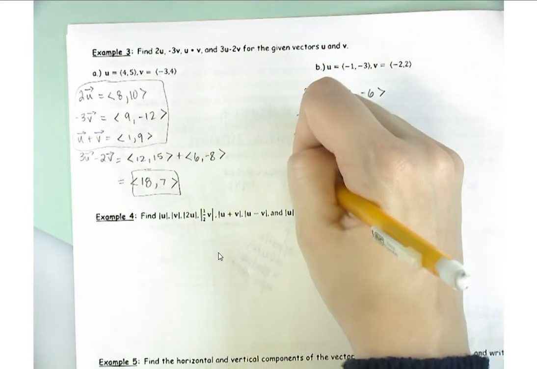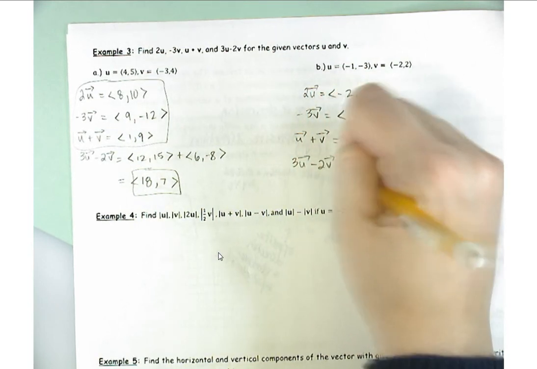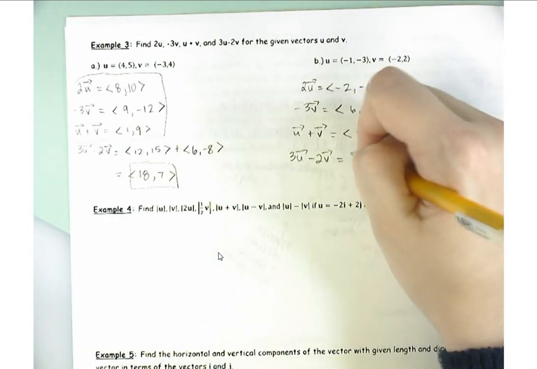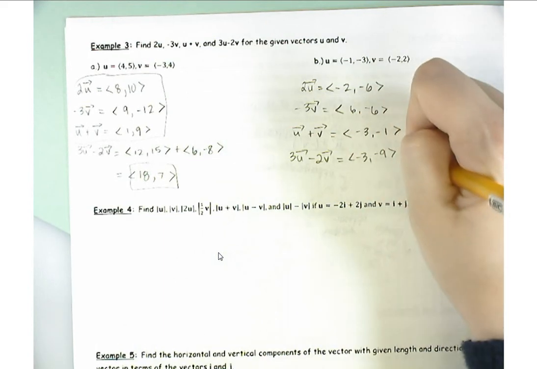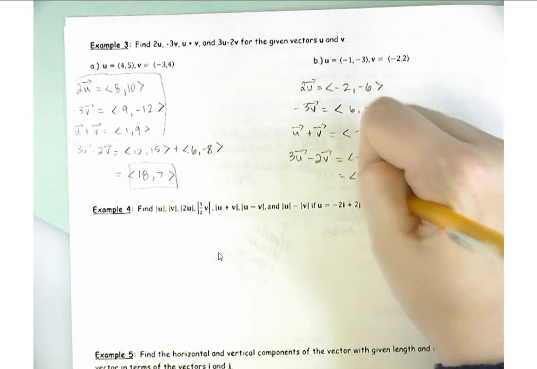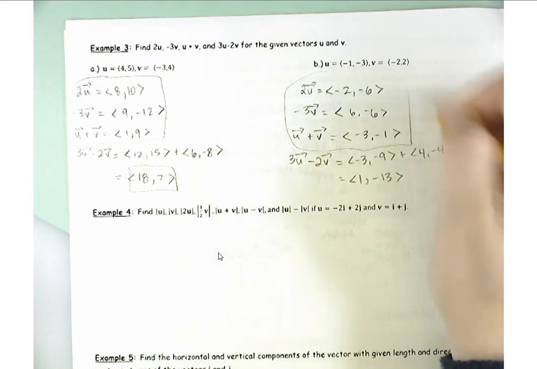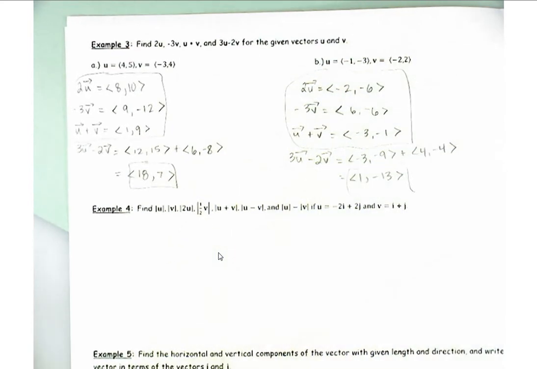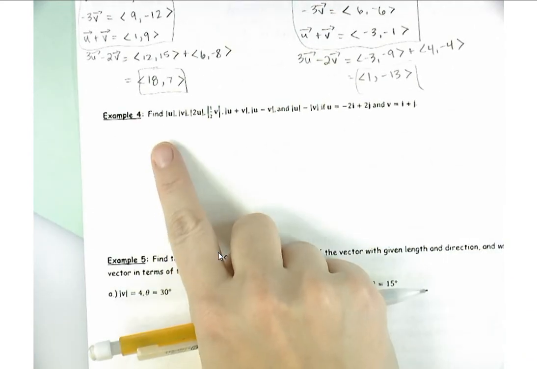Okay, and then the last one, the 3u minus 2v. Again, I'm just going to show you how I distribute. So I would have negative 3, negative 9. And then I would add that to 4, negative 4, which would give me 1, negative 13 when I added those together. Okay, any questions for me on those? Got it? Okay, so then the next thing we're going to do is find different magnitudes.